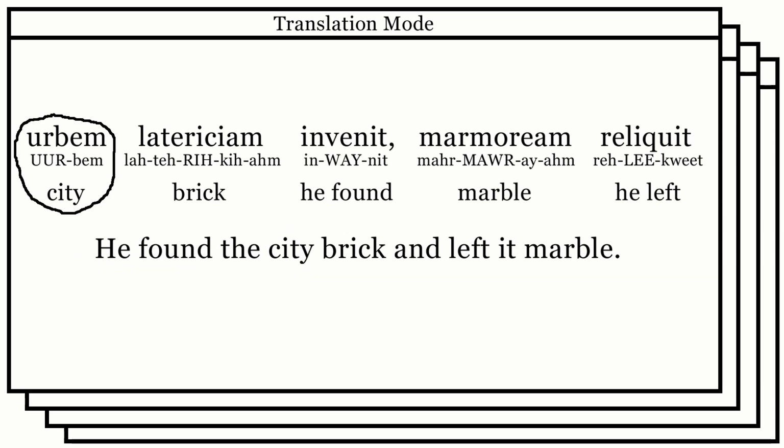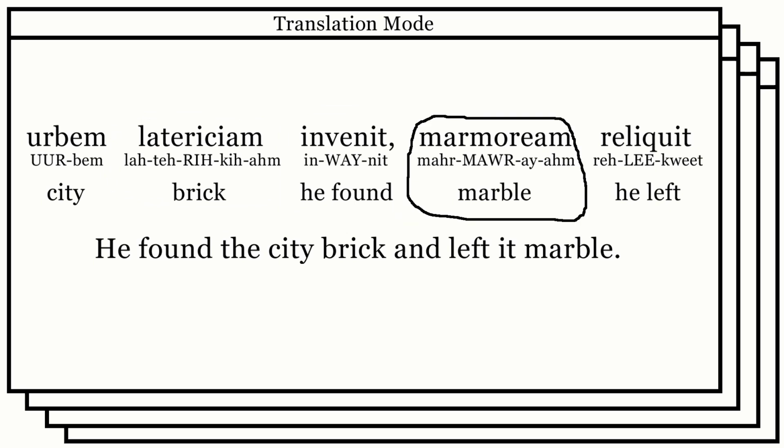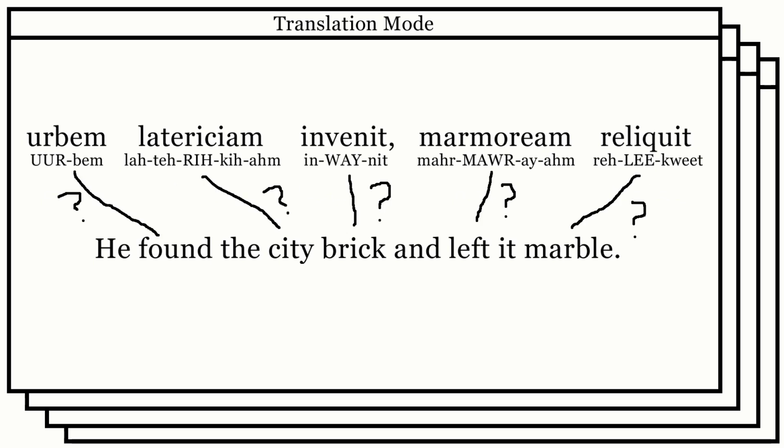And then urbem is city, and latericium is brick, and invenit is he found, and marmoreum is marble, and reliquit is he left. Notice how that included no short-term memory load related to eye movements, and notice how much more brain juice you had available for the actual task because of that. Also notice what happens when there's no gloss. Does urbem mean found, and latericium mean city, and invenit mean brick, and marmoreum mean left, and reliquit mean marble?